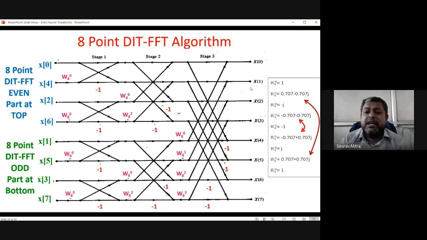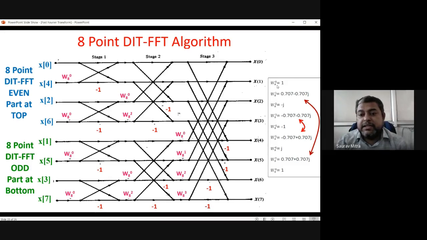Only X1, X2 and X3 have to be found correctly. If you find X1 and X7, they are complex conjugates; X2 and X6 are complex conjugates; X3 and X5 are complex conjugates. So actually you have to really calculate only these three, X1, X2 and X3, using this complex method. X0 and X4 are very easy, just addition and subtraction. If you can calculate these five, the remaining are quite easy. So this is more or less the structure of the 8-point DIT FFT algorithm.